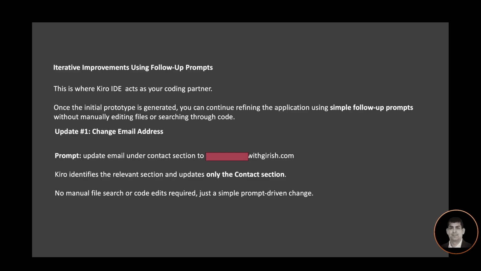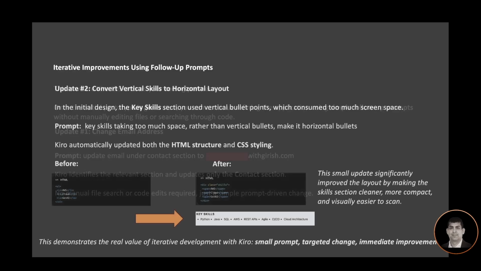I provided a prompt saying, hey, update the email under the contact section to this email, and Kiro identified the relevant section and updated only the contact section. No manual file search or code edit required, just a simple prompt-driven change. And then here is the example of update number 2. I provided a prompt to convert the vertical skills to a horizontal layout.